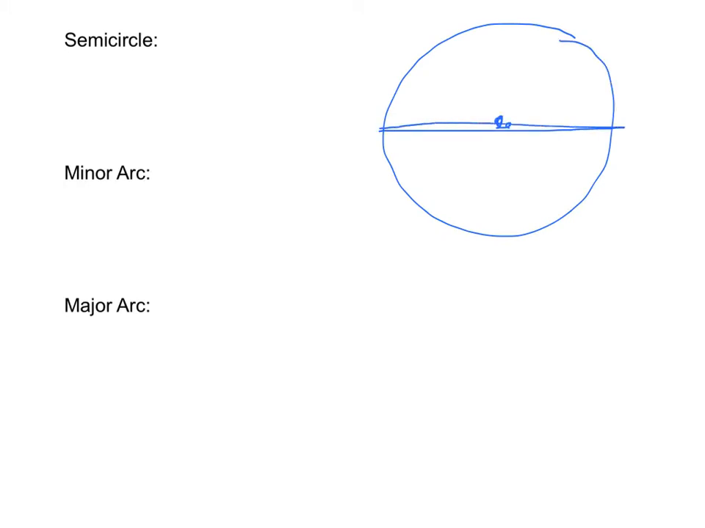So if we have a circle, and the center's here, and we have a diameter going all the way across the circle and through the center, then a semicircle has the endpoints here at the end of the diameter, and it's here. So without all the other stuff, a semicircle looks sort of like that.